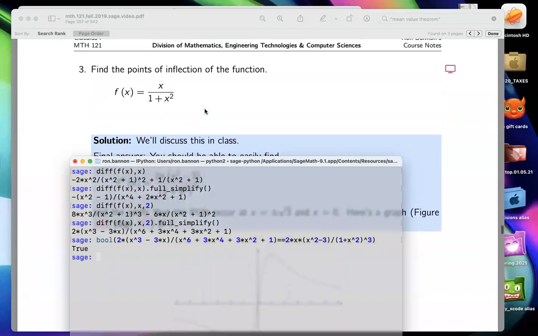Now someone says, well, what did you just do there? It said find a flex point. How do I do that? Well, I could look at my picture and ballpark it, but I want to use Sage to do it. All right. So what am I going to do? I'm going to take this thing here, right?